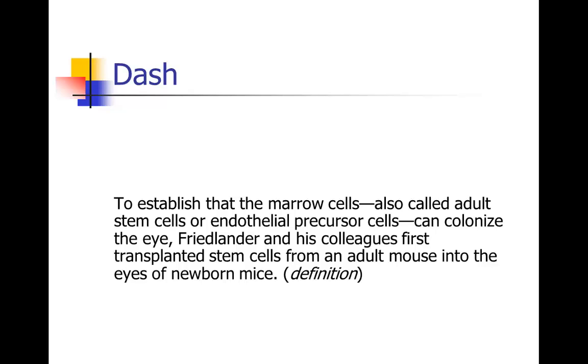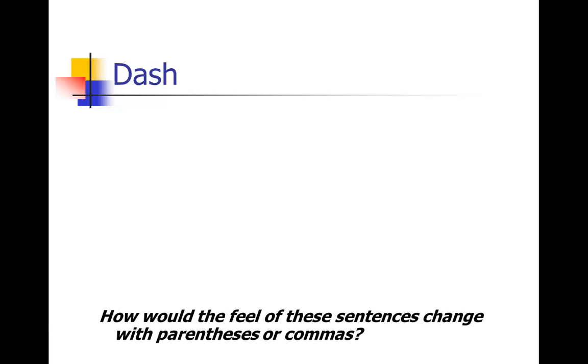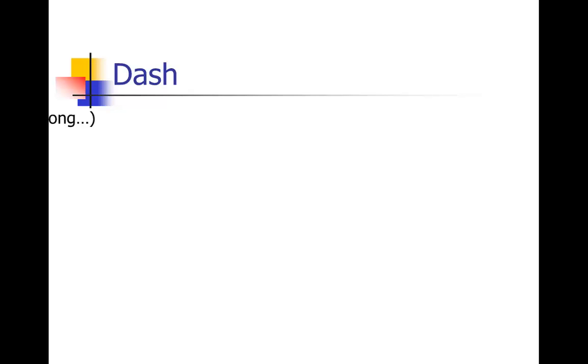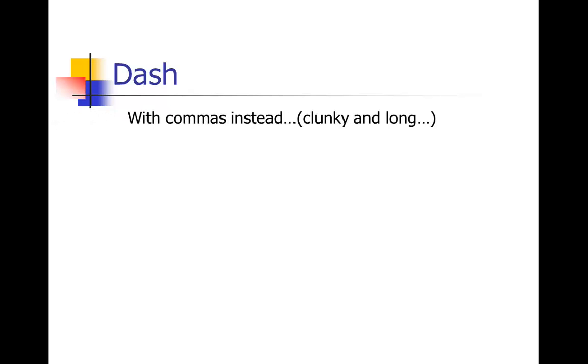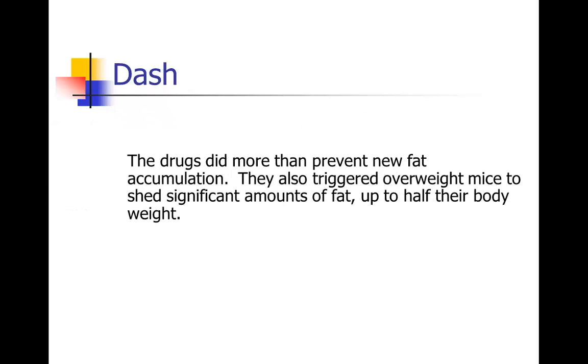Now, I want to look at how the feel of these sentences would change if you, instead of using a dash, chose some other punctuation mark like parentheses or a comma. So let's go back to that first example and try it with a comma instead. You're going to notice it's kind of clunky and long. If I replace the dash here with a comma, we get: the drugs did more than prevent new fat accumulation. They also triggered overweight mice to shed significant amounts of fat, up to half their body weight. It takes away the emphasis on the up to half their body weight. It makes it a little bit more clunky there.